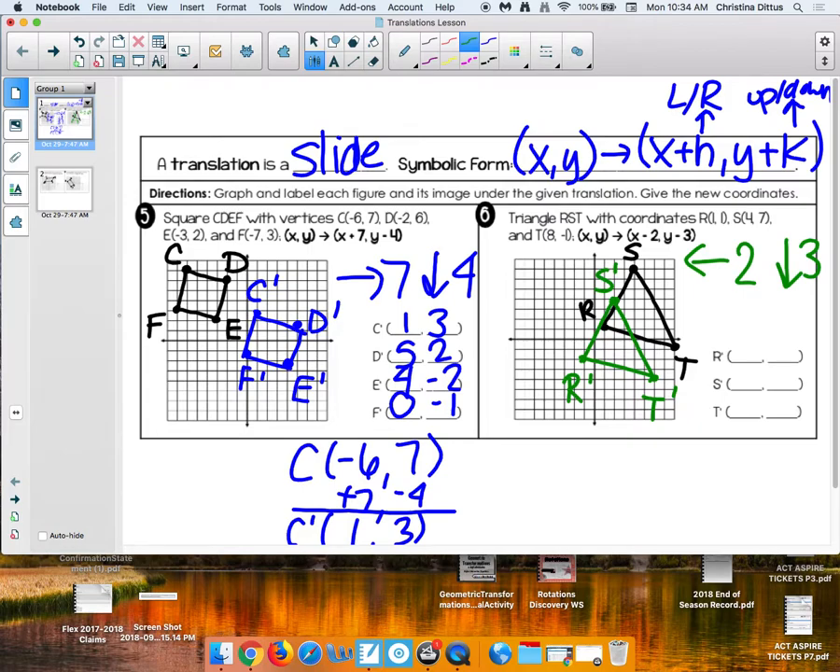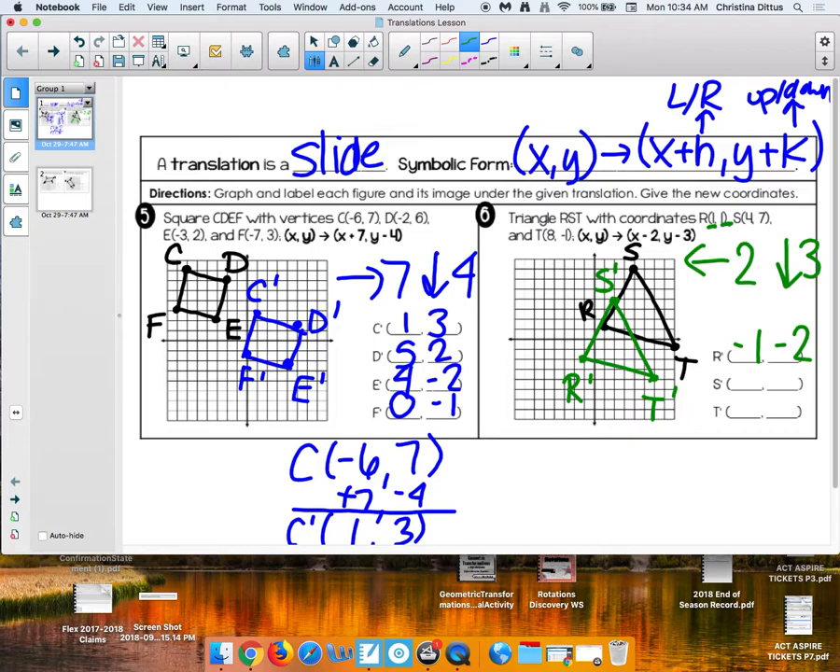So when it comes to the math, if I look at R, what should I do with my x, the 1, to get my new coordinate? Subtract 2. What do I get when I subtract 2? 1 minus 2 is -1. Good. What should I do to my y, the 1? Subtract 3. Yeah, 1 minus 3 is -2. So I get -1, -2. I should be good there.